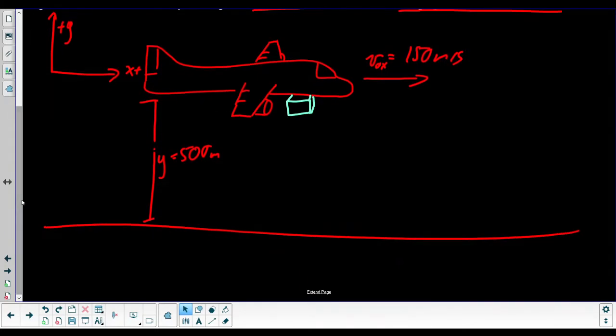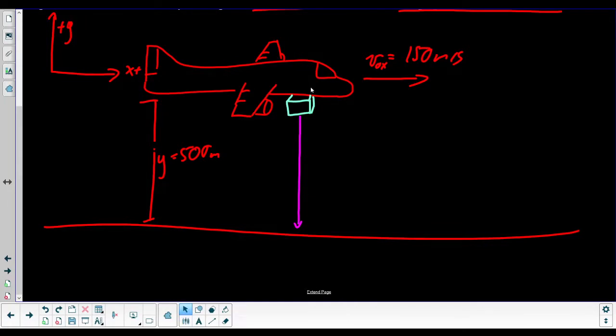So now let me ask you something. Do you think that our crate is going to fall? If this plane is going 150 meters per second and it releases the crate, does the crate just drop straight down? What do you think? Like, think about that. Do you think it just drops straight down?